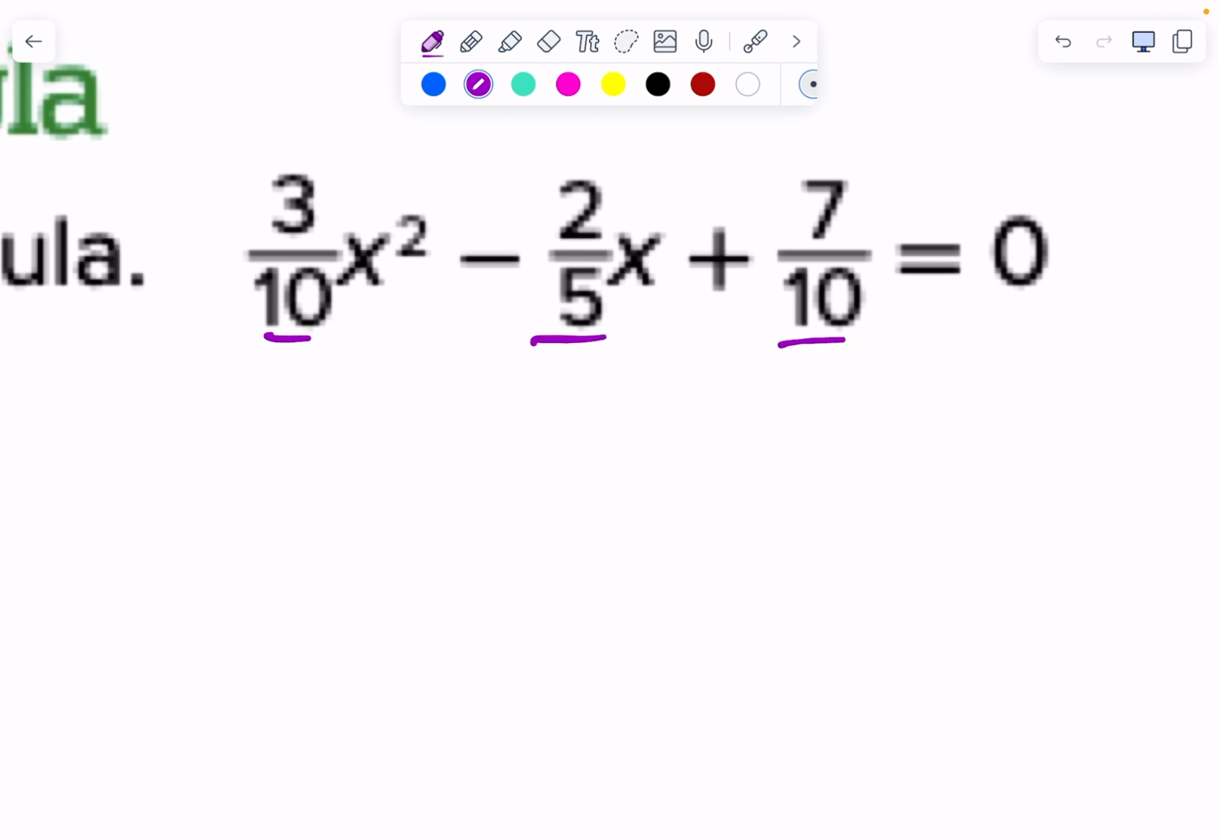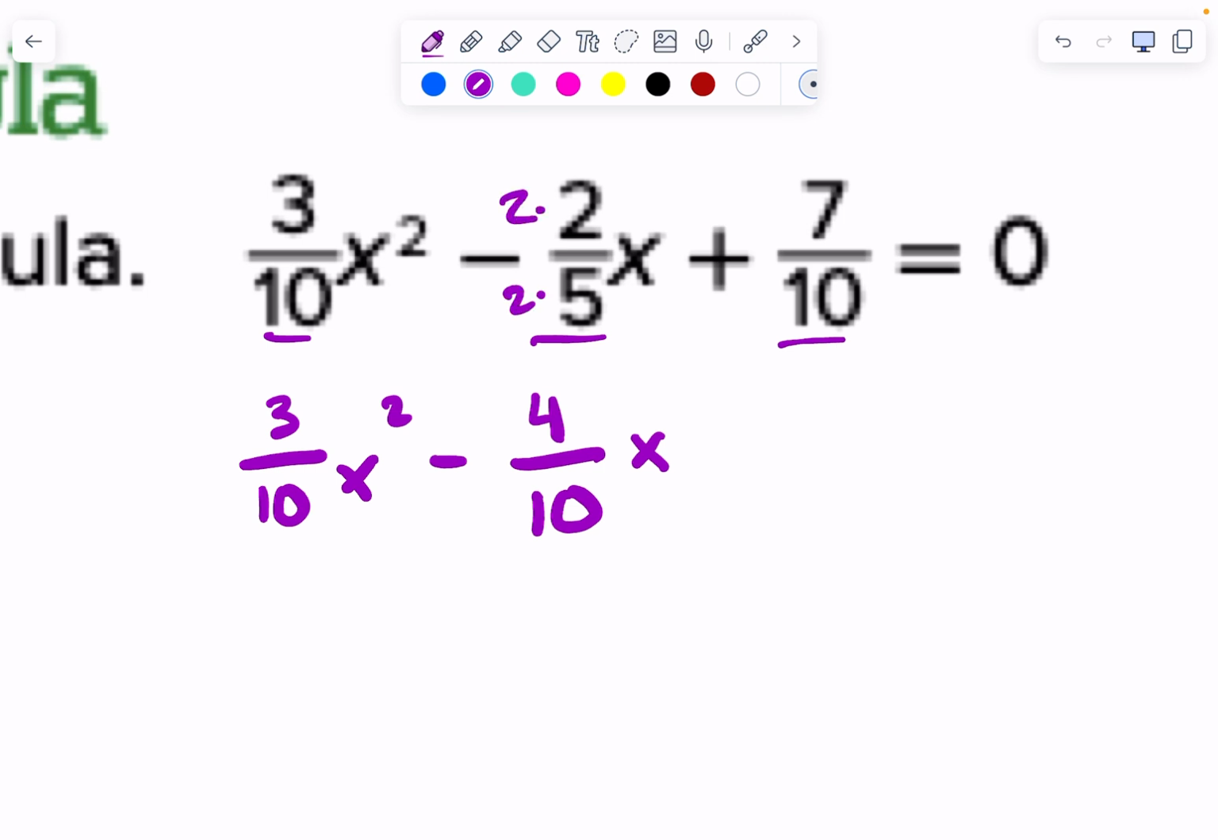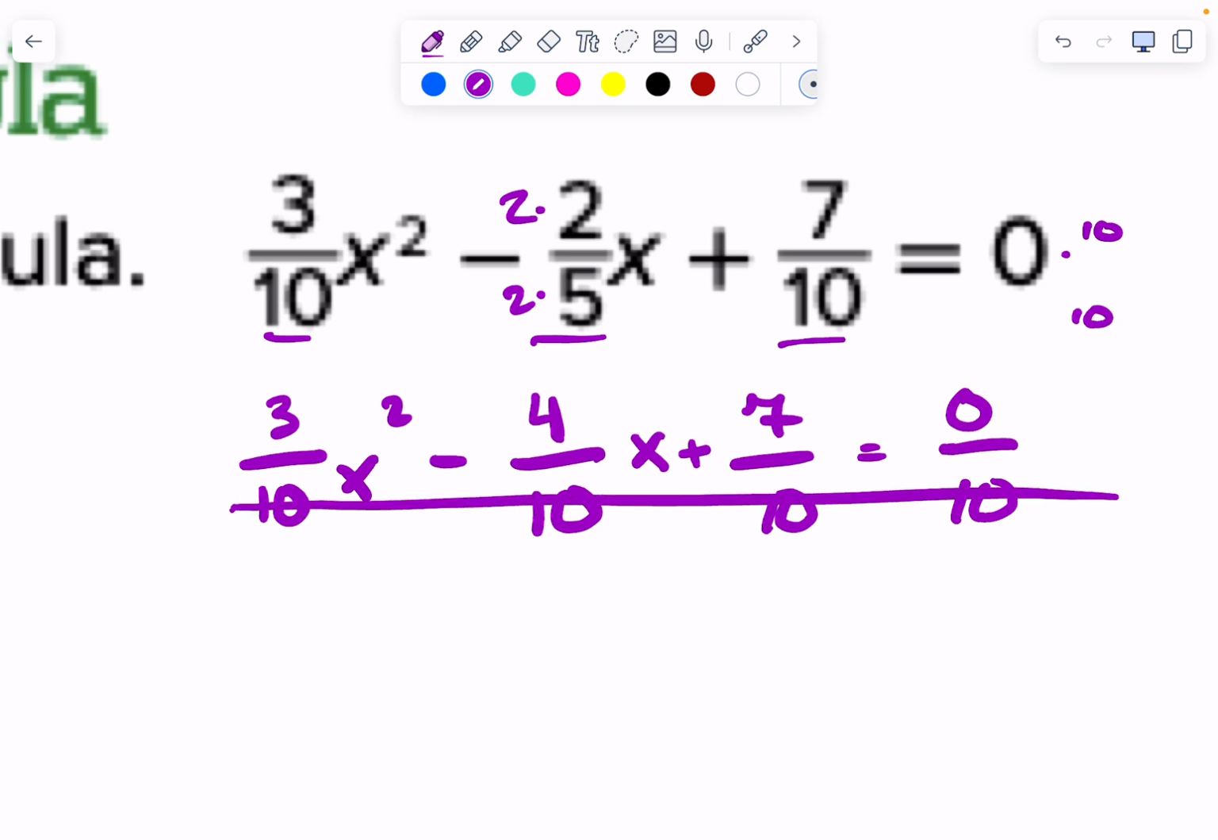But here's the deal. It's like having a common denominator of 10, right? So this is 3 over 10x squared, right? If we make this one a denominator of 10, that will be negative 4x, because we'd have to multiply by 2 on each one of these, right? This is 7 over 10, right? And we would have to take 0 times 10, but that will still be 0 over 10, right? Times 10 on the top and times 10 on the bottom. Okay? But now what? We don't have to figure out which each one is.